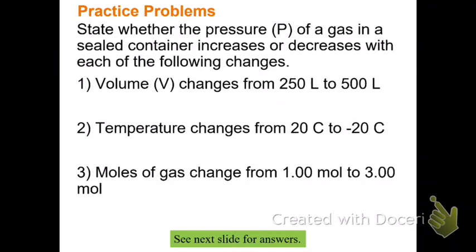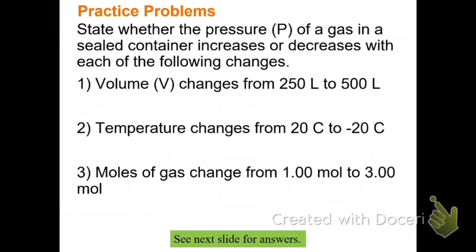All right, so let's look at some practice problems here. State whether the pressure of a gas in a sealed container increases or decreases with each of the following changes. So here we have volume changing from 250 liters to 500 liters. How would that affect pressure of the gas within the container?